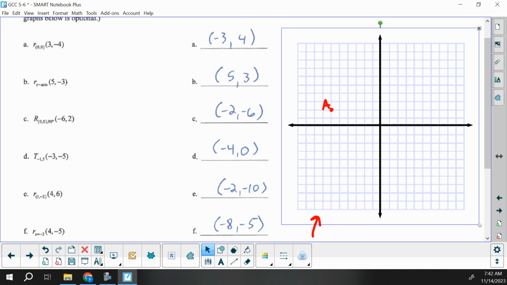E you could have done just like you did A, but you are counting how to move to get to (1, -2), and then repeating it, so (-2, -10). And then F was just like the warm-up, count how far to get to x equals -2, and repeat that again.